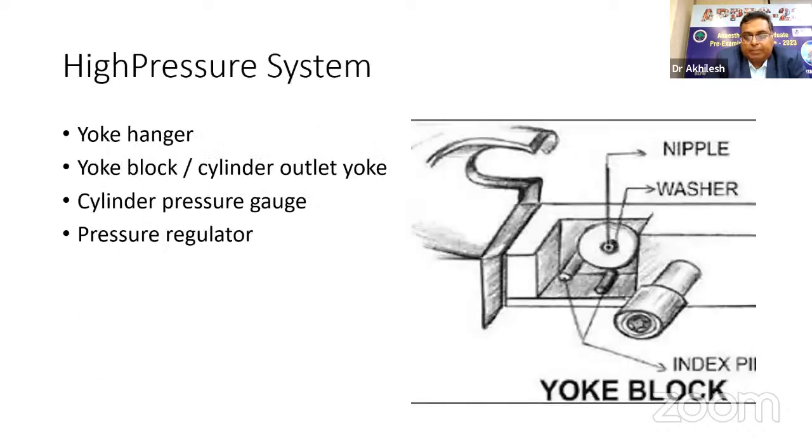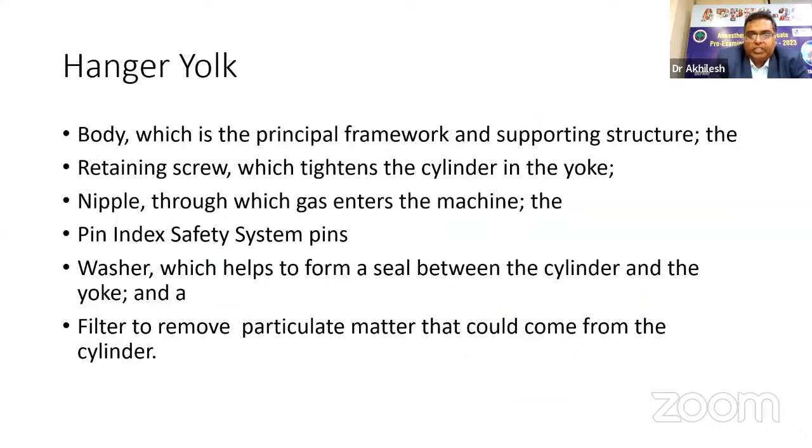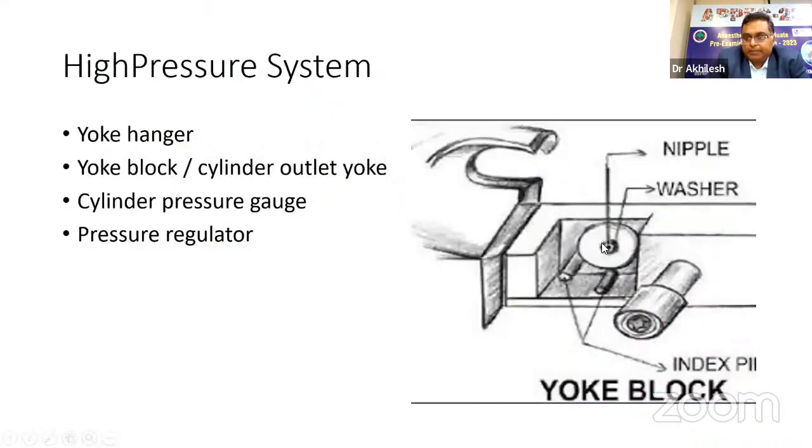There's a body, which is the principal framework. This is the body of the yoke hanger. Then there's a retaining screw, this you can see, this is a retaining screw. This is the yoke assembly. The cylinder gets into it and then it is retained. Then the nipple, through which the gas enters the machine, this is the nipple. And the nipple carries quite a big significance to avoid calamities. So there is a nipple, there is a washer. These are the things through which the gas goes from the cylinder into the high pressure system of the machine.